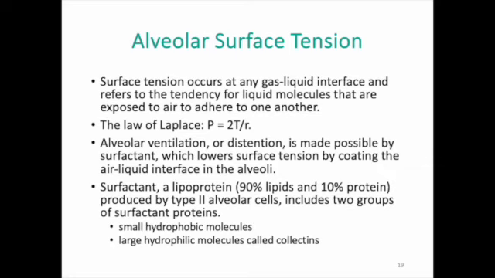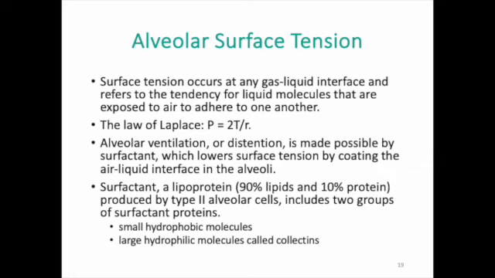Now, there's a second group of surfactant proteins, and these consist of large hydrophilic molecules called collectins. Collectins are great because they're capable of inhibiting foreign pathogens. So, with alveolar ventilation, having surfactant not only keeps the alveoli open and reduces that pressure, but it also plays a part in our overall immunity.